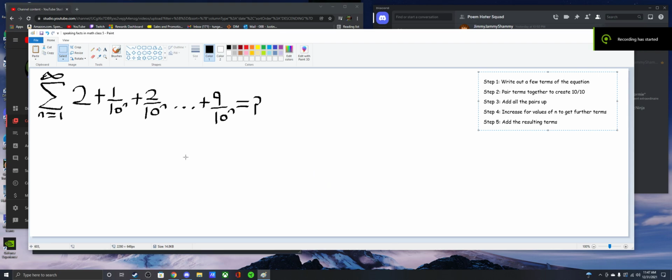Hey everyone, and today we're going to be learning how to find the answer to this equation here. That's the wrong brush. So, I've written out the steps here.